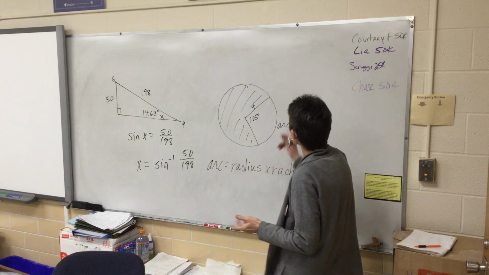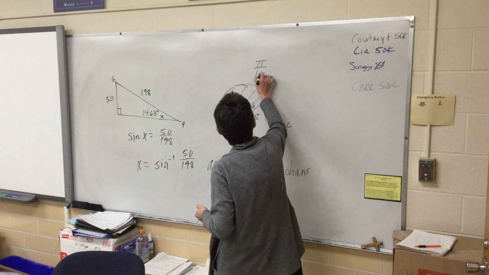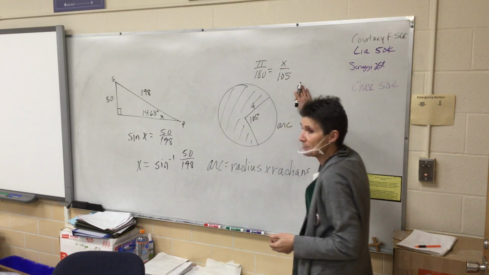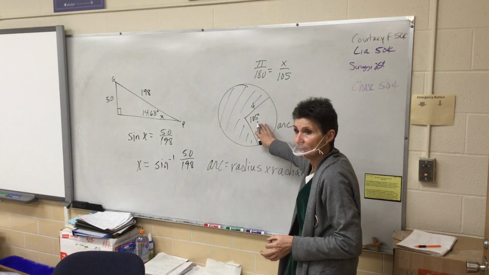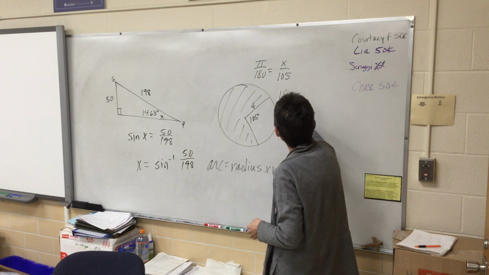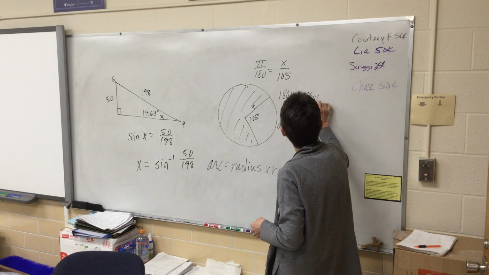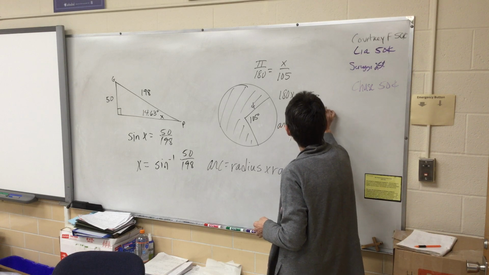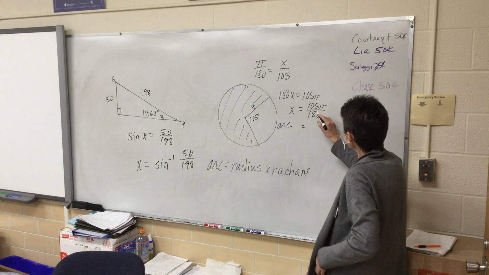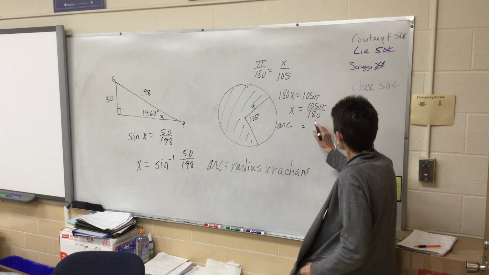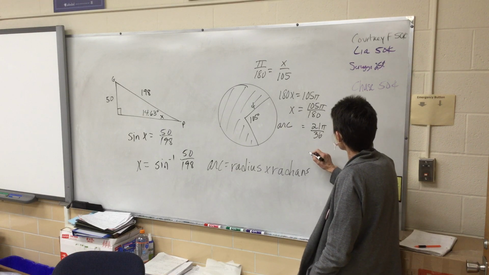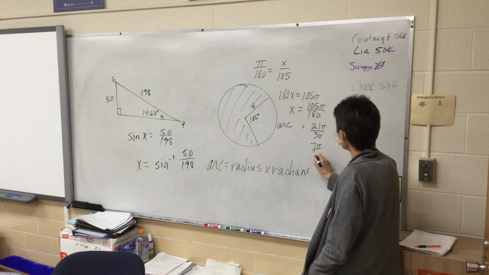It's easy. So pi is to 180, as something is to 105. This is going to give me the radian measure of this angle, right? So 180x equals 105 pi. I need to reduce this, 105 over 180. Oh, let's see, 5 goes into that, 21 and 36. Now 3 goes in. I got 7 pi over 12.